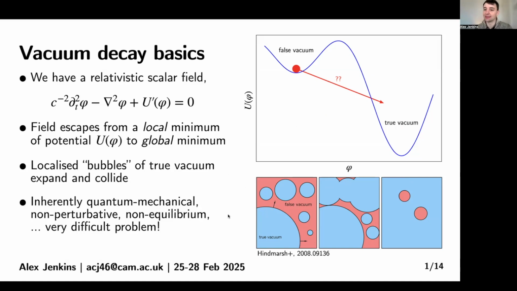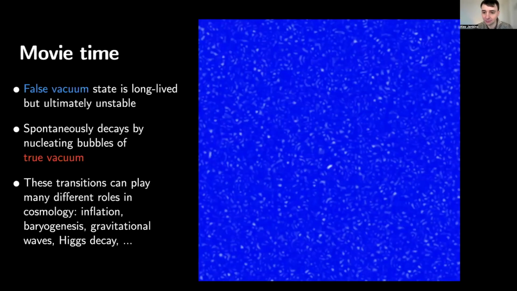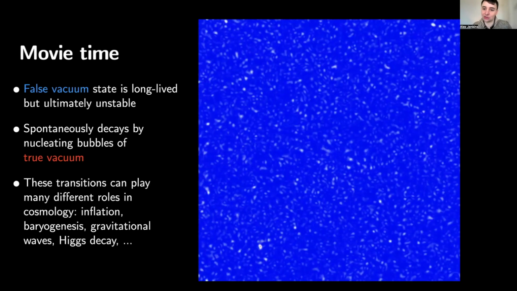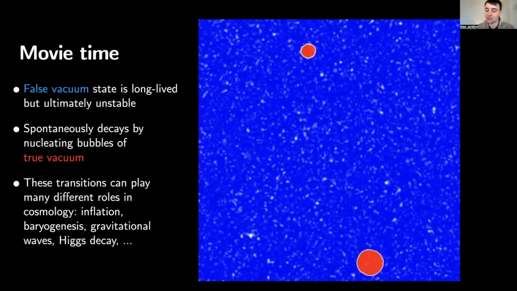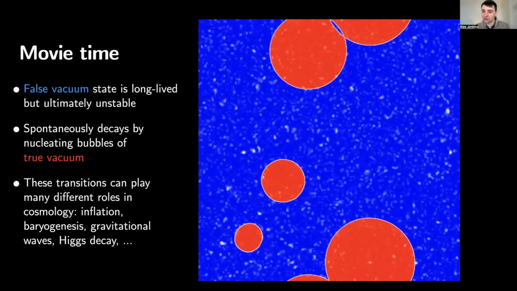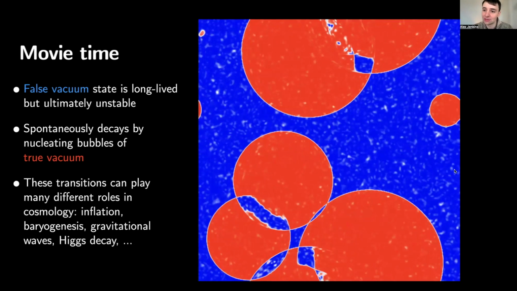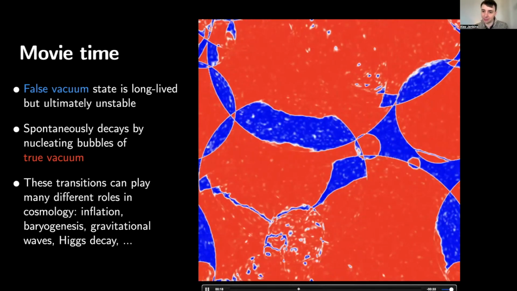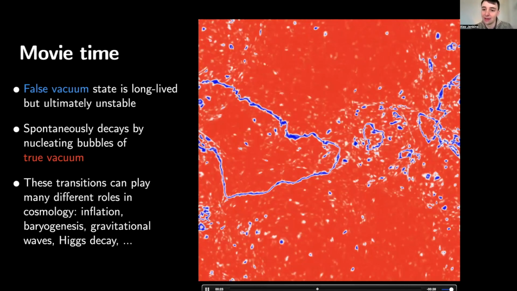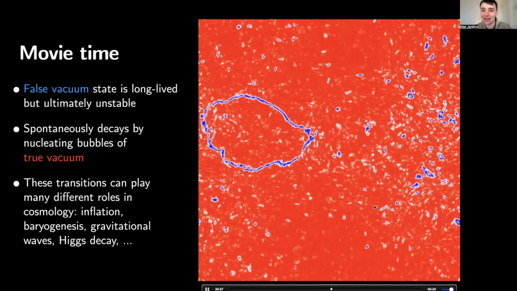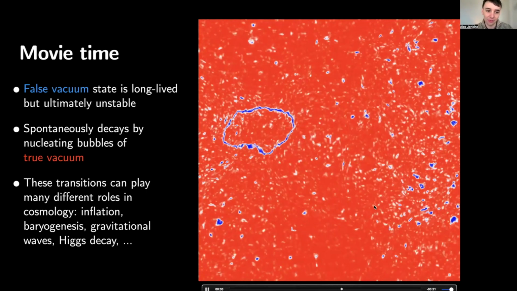But the quantitative details of this process are really complicated. It's a non-perturbative, non-equilibrium process in which quantum effects can be really important. So it's a really challenging problem to try to solve. I'm now going to show you a 2D lattice simulation that captures some of the physics I was just talking about. We see this field in blue in the false vacuum, and it's seething with these little vacuum fluctuations. And then at some point, if I wait long enough, these bubbles of red, the true vacuum, start nucleating, expanding, colliding with each other. We get some very complicated dynamics, and then we end up with the universe essentially just filled up with the true vacuum.